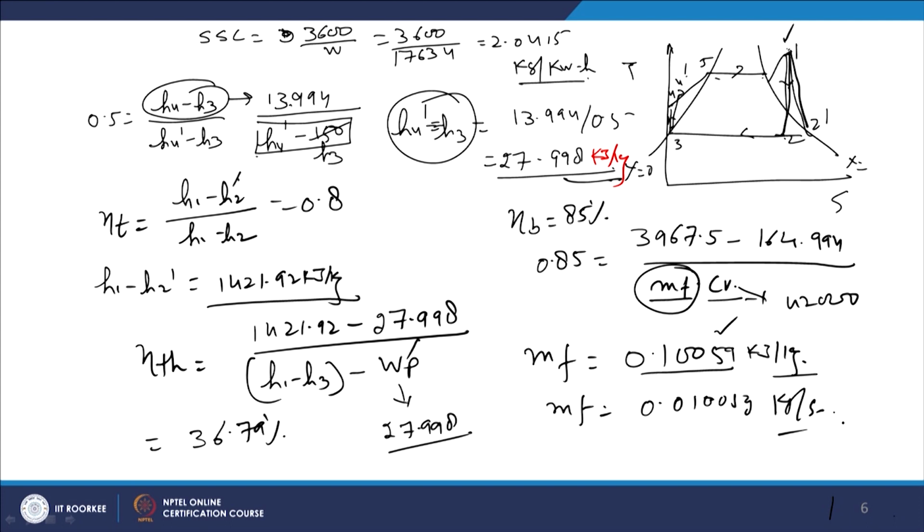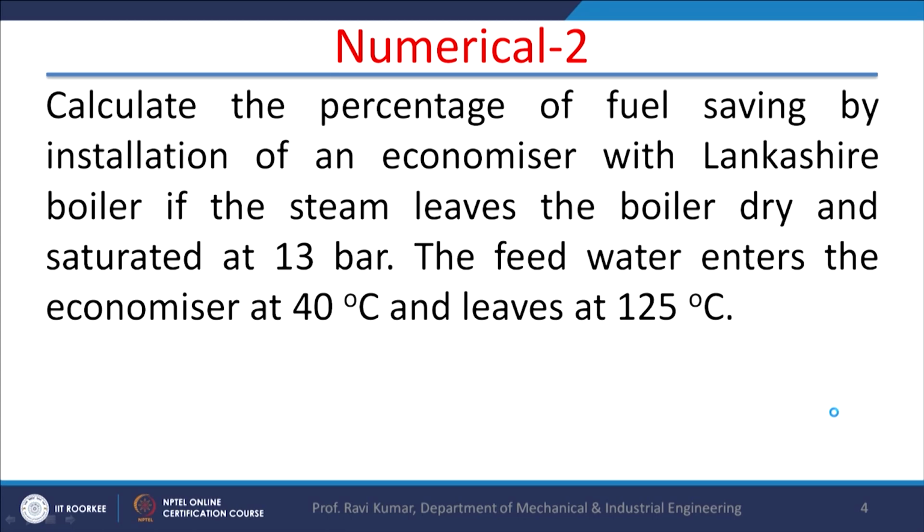So after this, we'll take another numerical, which is related with the boiler, use of economizer in the boiler. Calculate the percentage of fuel saving by installation of an economizer with Lancashire boiler if steam leaves the boiler dry and saturated at 13 bar pressure. The feed water enters the economizer at 40 degrees centigrade and leaves at 125 degrees centigrade.